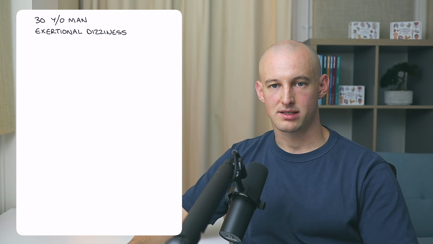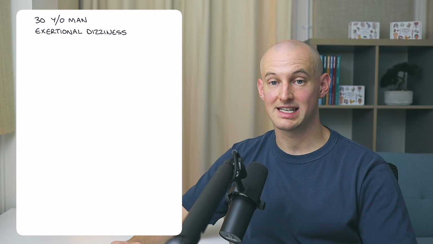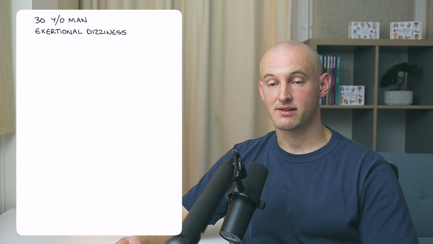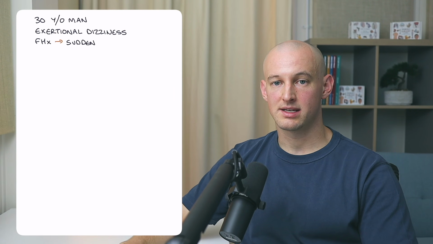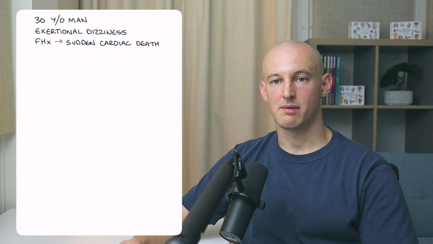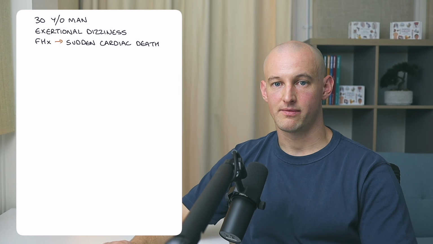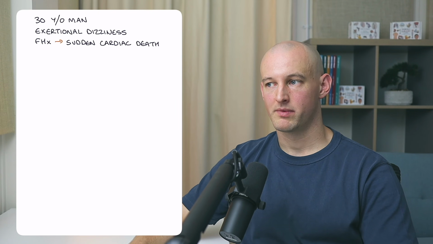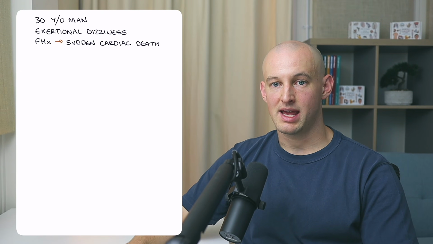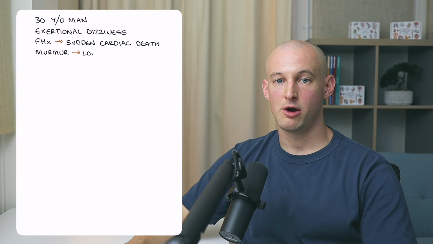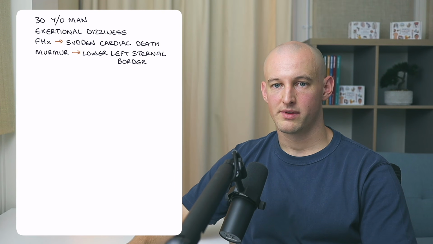On to the next case. The next case is a 30-year-old man, and he presents with exertional dizziness. So when he's exercising or doing something strenuous, he becomes dizzy. And he has a family history of sudden cardiac death. So somebody or multiple people in his family died suddenly of a heart problem. And when you examine him, he has a murmur at the lower left sternal border.